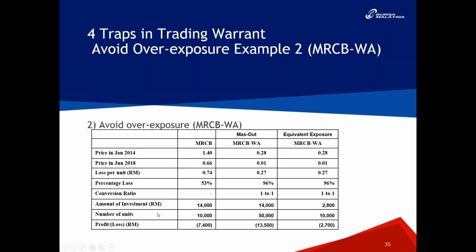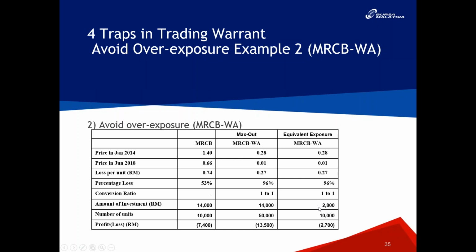If you use this approach to evaluate the MRCB warrant A, all right, you have 14,000 ringgit to spend on the share, you will buy 10,000 units of shares. And the drop in the share price was 74 cents, you will lose 7,004. Now, if you spend 14,000 ringgit on warrant A, you would own 50,000 warrant A. And the loss is 27 cents per warrant, means that you would lose 13,500 ringgit.